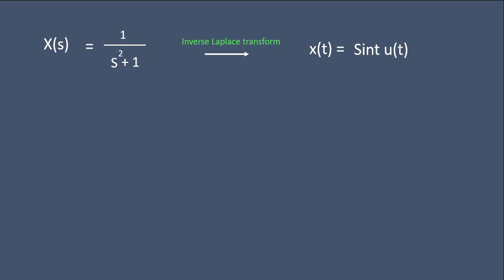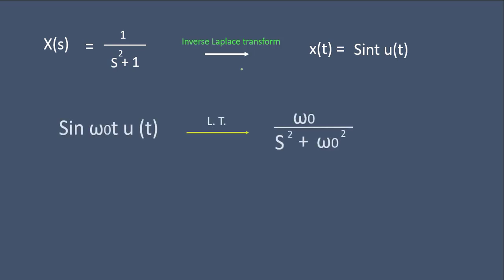Now many of you must be having the doubt how to find the inverse Laplace transform of the given function. We have already discussed this in the Laplace transform series. I will give the link of the Laplace transform series in the i button. If you want, you can go and watch the lectures. Just for an example, the Laplace transform of sin omega naught t u(t) is omega naught upon s square plus omega naught square.